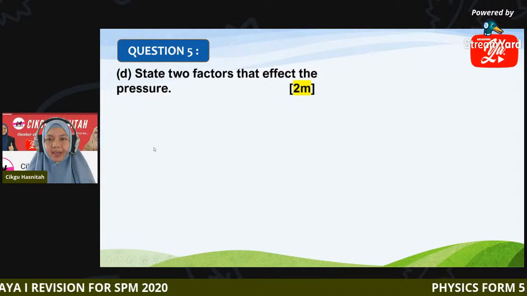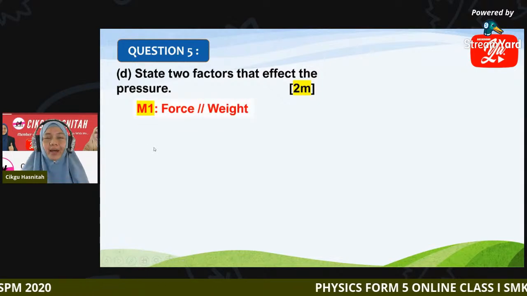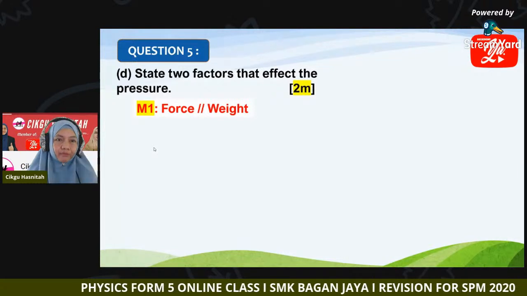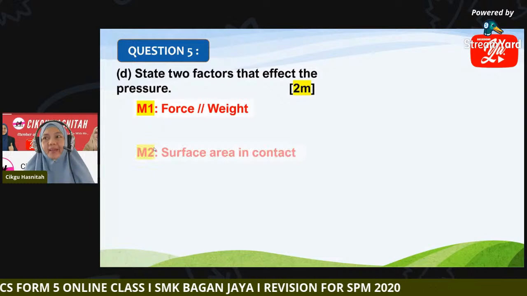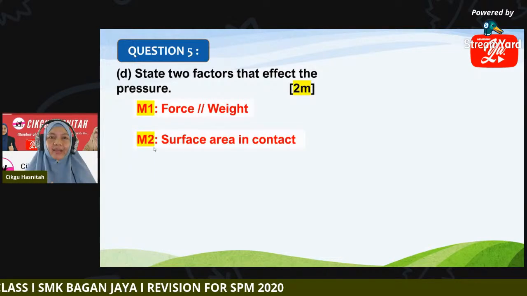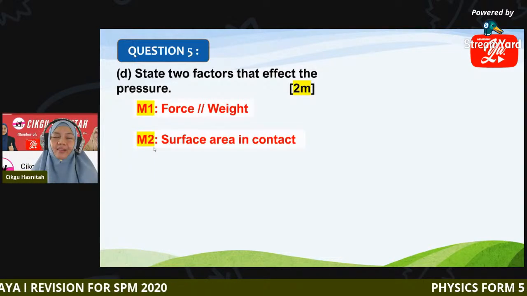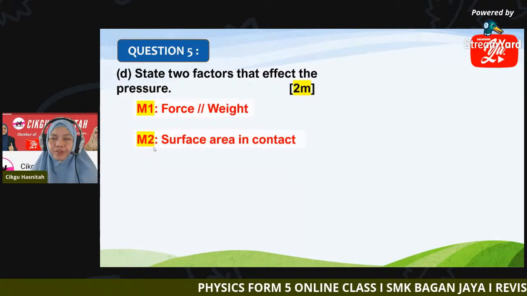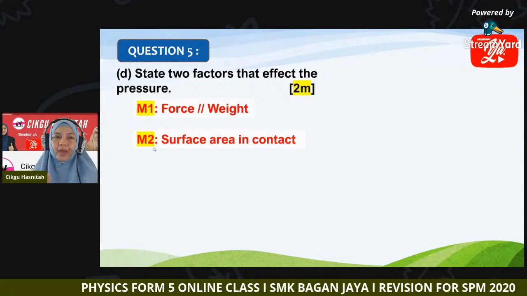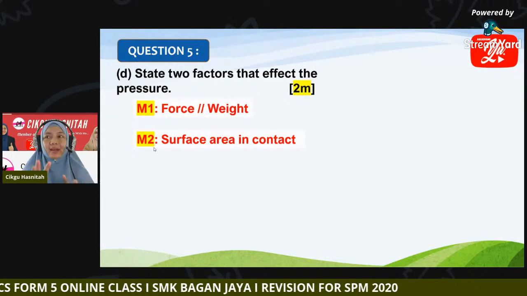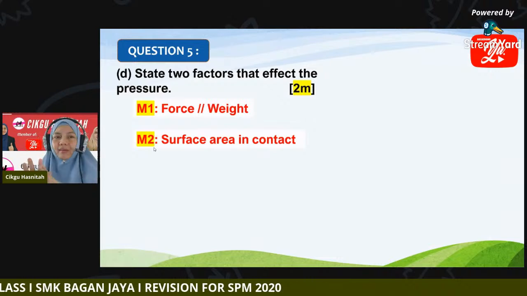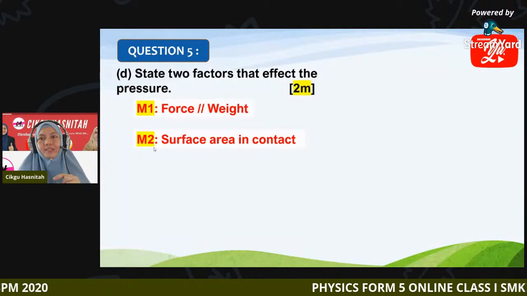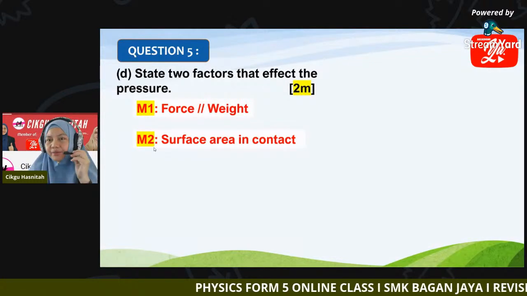It means the base area. Number 1 is the force or the weight applied, which will affect the pressure. Second, the surface area in contact. So these are the two factors that affect the pressure: the force or weight applied, and the surface area in contact. Magnitude of force, area. Yes, very good.